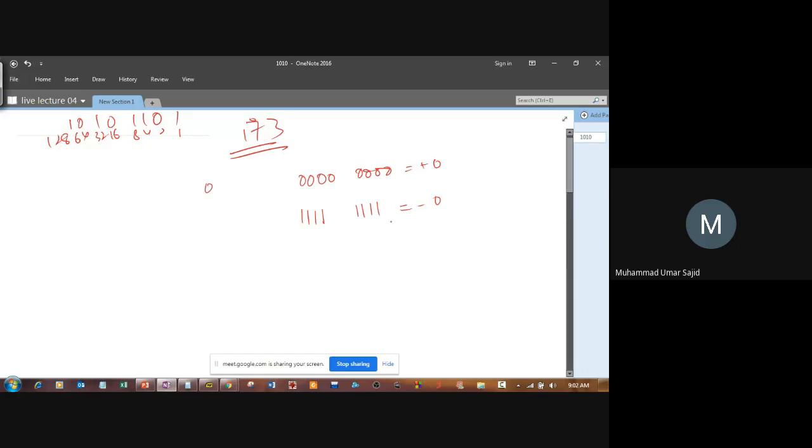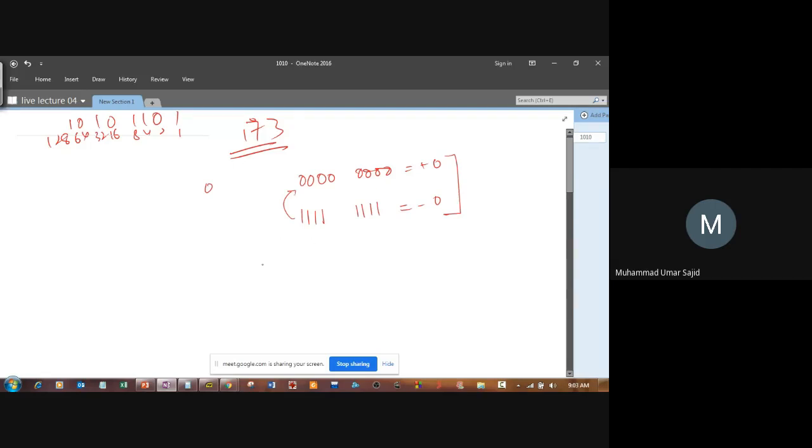Initially, one's complement meant that if you want to represent a negative number, just invert all the bits and call that a negative number. But it has this problem. So we do not use one's complement because we have two representations of zero. If you take the one's complement again, you just invert all the bits and get this back. So we essentially have two representations: plus zero and minus zero.